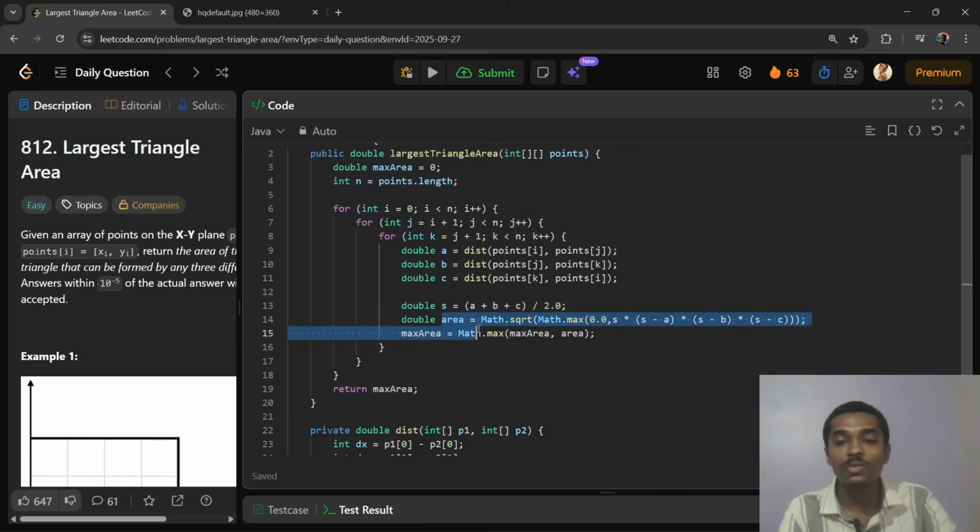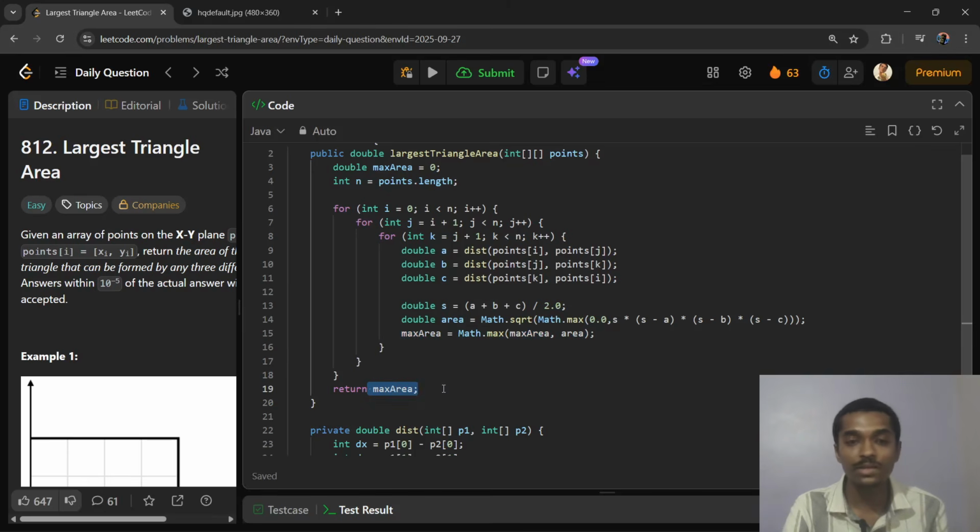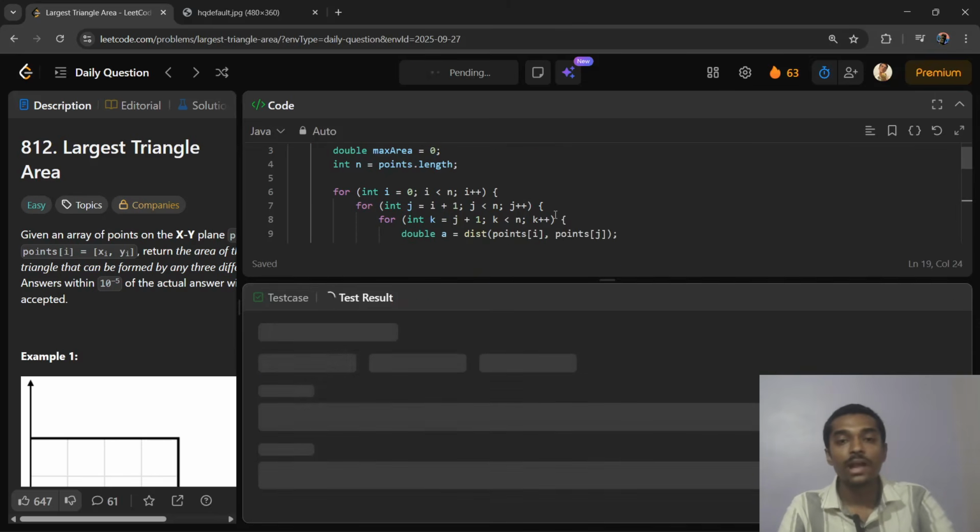Now the area is the square root of this value, and this value can be negative, so we have to take the maximum between 0 and this value. The square root of this is the area, and then we take the maximum of max area and this area, and at the end we return max area. Now let's try to run it, and this is going to work.